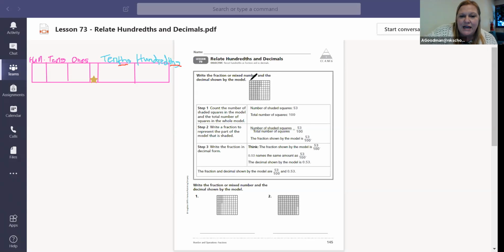So we have 10, 20, 30, 40, and 50 plus 1, 2, 3. So 53 shaded squares, it's written right here, out of the total of 100. So that would look like 53 hundredths as a fraction. And then to make that a decimal, we write the 53 out to the hundredths place. So 53 hundredths, I'm gonna write it over here.